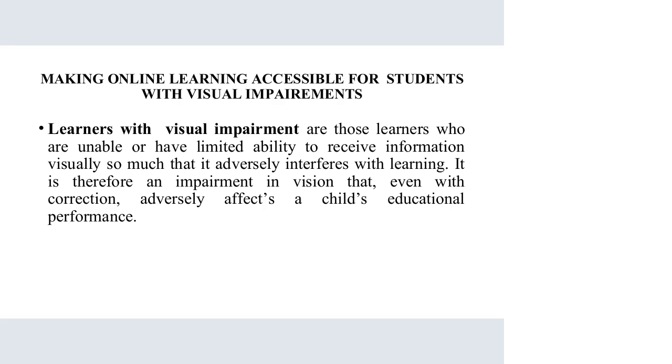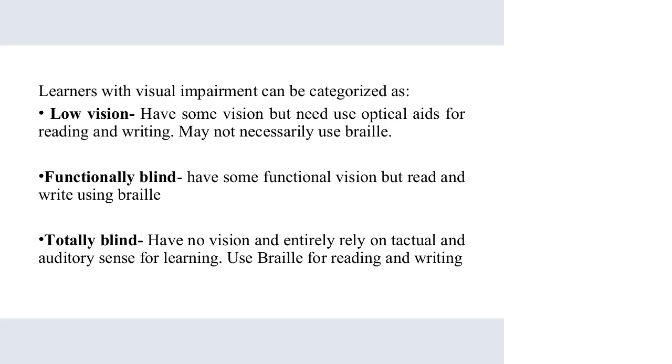One, those with low vision. These are learners who use optical aids for reading and writing. They may not necessarily read or write using Braille. Then the second group are those who are functionally blind. They have some functional vision but read and write using Braille. And then those who are totally blind, they have no vision and they entirely rely on tactile and auditory signs for their learning and even for movement in the environment. They use Braille for reading and writing specifically.